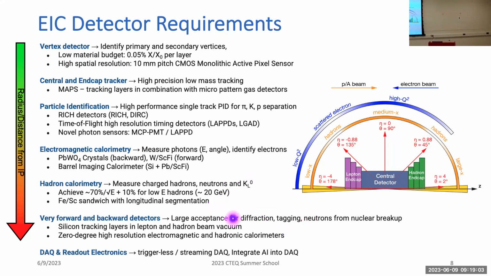I need very forward and backward detectors. So you notice that these angles go down to a pseudorapidity of 4 and -4, or within 2 degrees of the beam line.